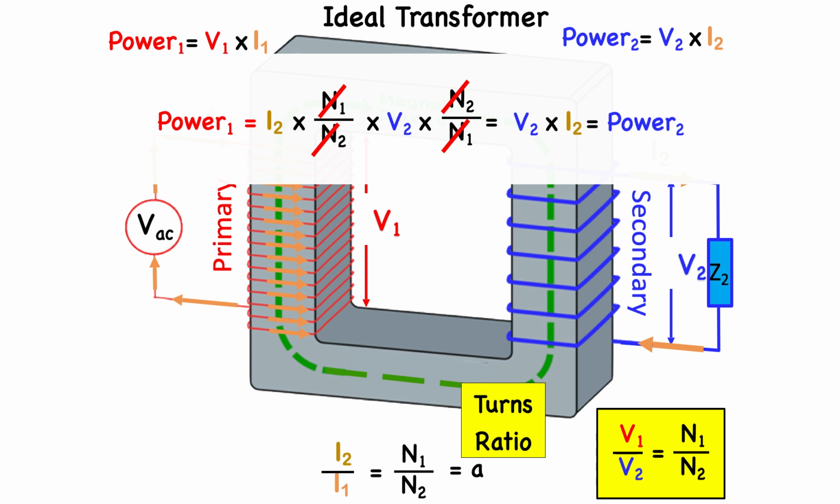This means that the power out is equal to the power in, which should be no big surprise because a transformer can't add power to the system. It's neither created nor destroyed. It just flows through the transformer.